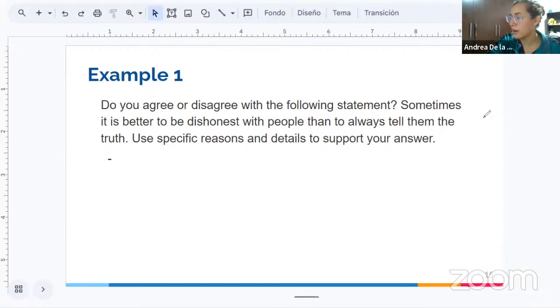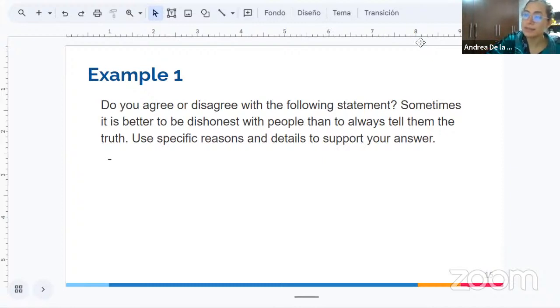So, Pansy, please, could you read the question we have here? Do you agree or disagree with the following statement? Sometimes it's better to be dishonest with people than to always tell them the truth. Use specific reasons and details to support your answer. Okay, thank you so much, Pansy. So that's going to be our first example.